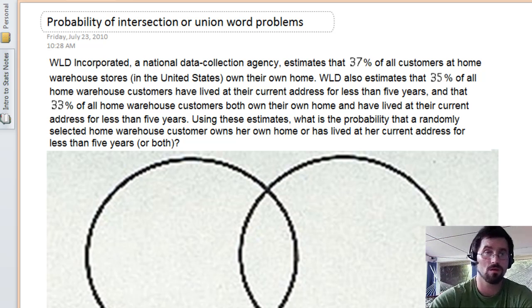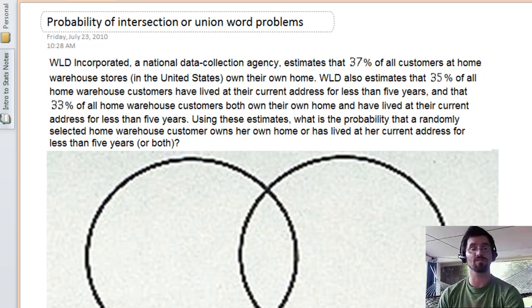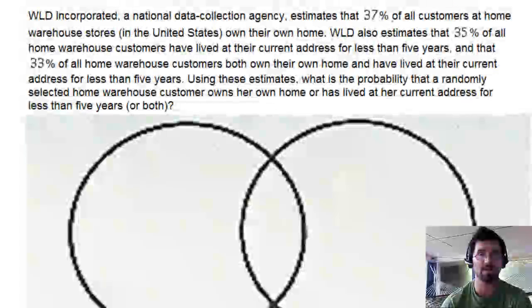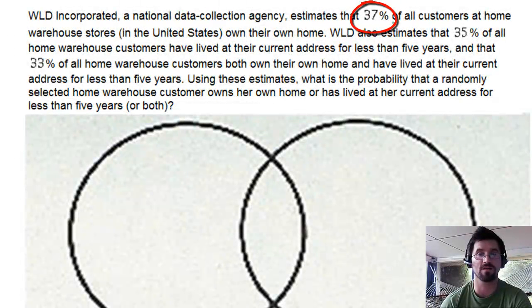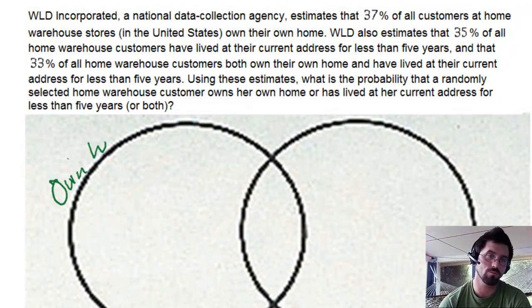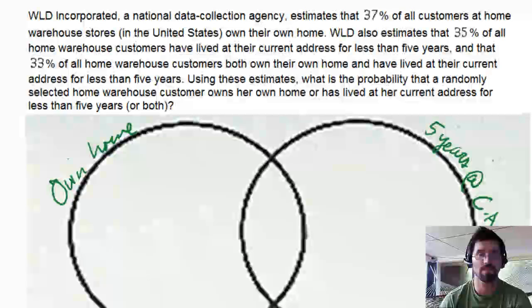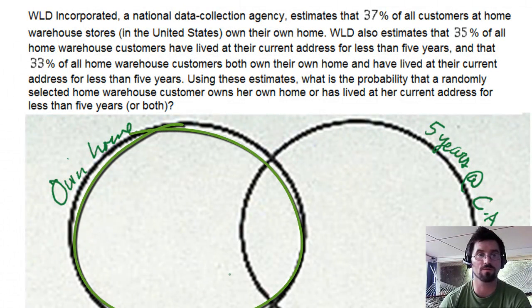So what we need to do is set up our Venn diagram. I have my Venn diagram here, and it looks like they're saying 37% of all customers own their own home. So this circle will be own home, and over here they say 35% have lived at their current address for 5 years. So this is 5 years at current address. I'll just put CA. Okay, now in the own home circle, there can only be 37%.